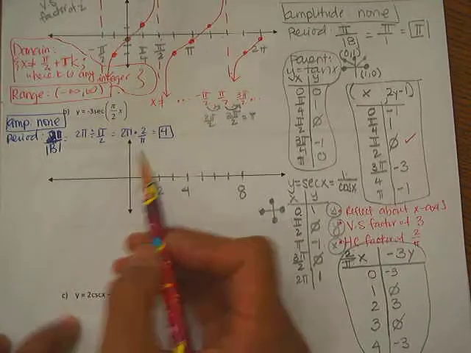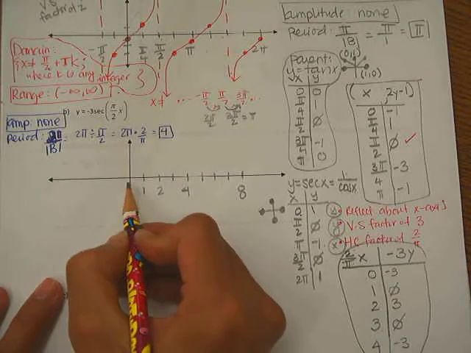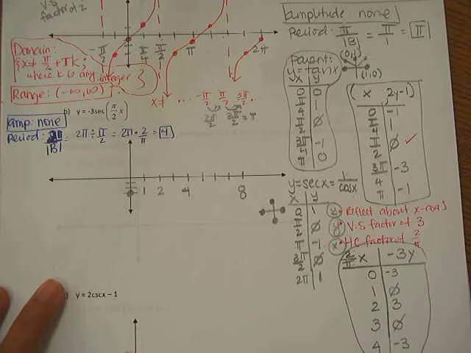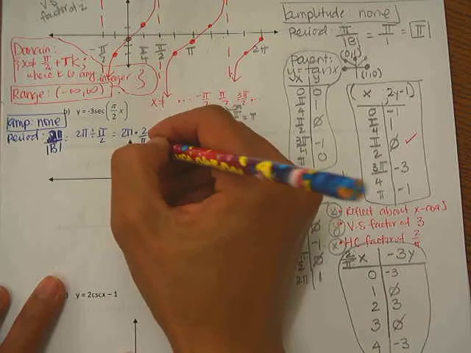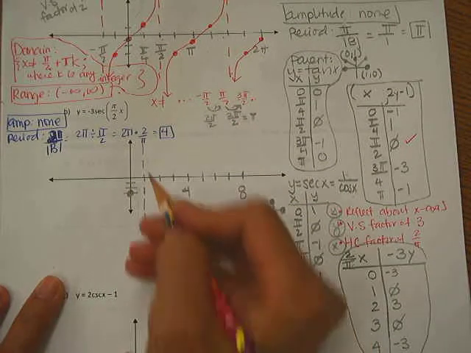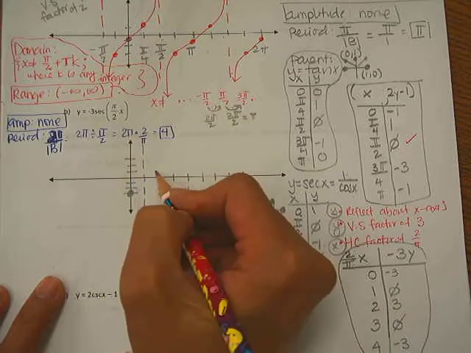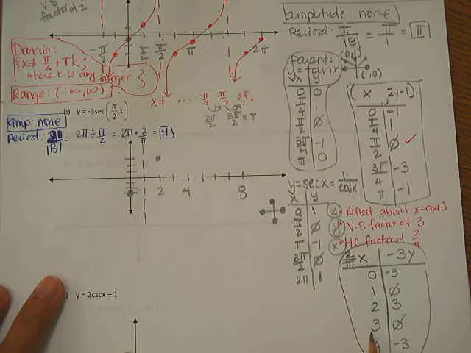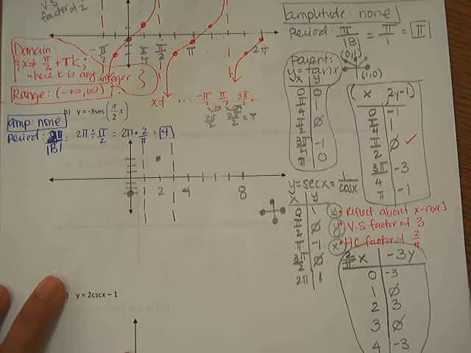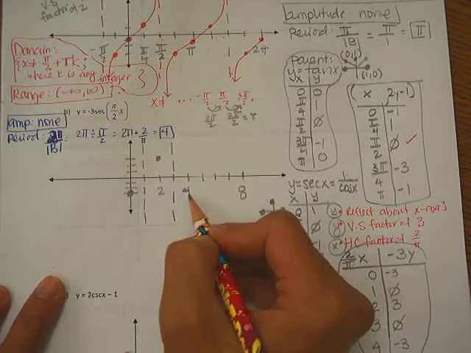Here we go. 0, negative 3, 1, 2, 3. Let's make those tick marks. At 1, I'm going to make an asymptote. At 2, I'm going to go up 3. Make 3 tick marks. At 3, there's another asymptote. At 4, I'm going to go to negative 3.